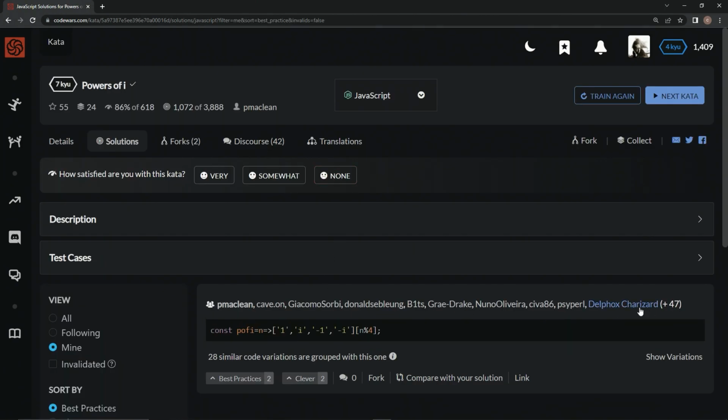So 47 us plus these folks, and P. McLean, him or herself, said so. Best practice in my opinion. Very much like it, and we'll see you next time.